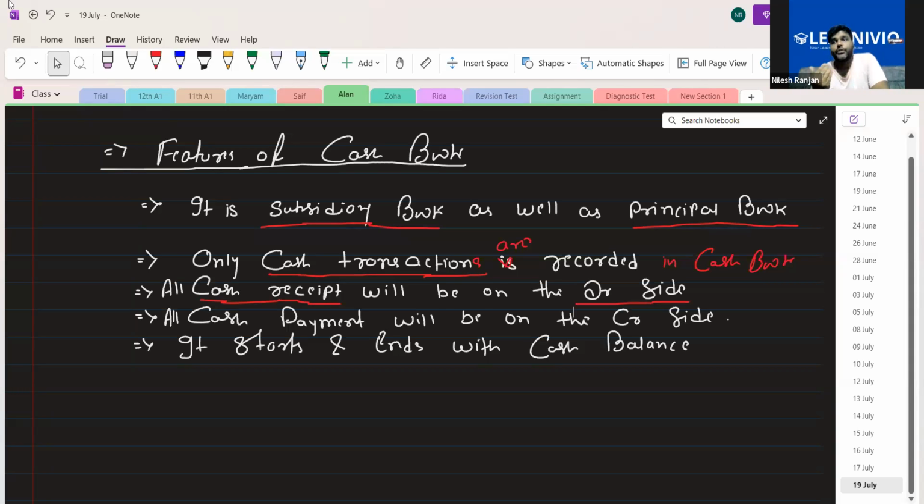Whenever you prepare a cash book, if your business did not start in the current year, then there will be an opening balance. And at the end, you have to calculate a closing balance of cash. So this is our cash. Tell me if you have any confusion.